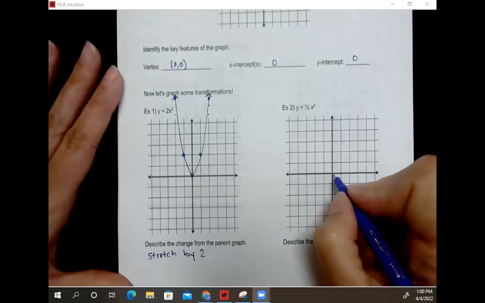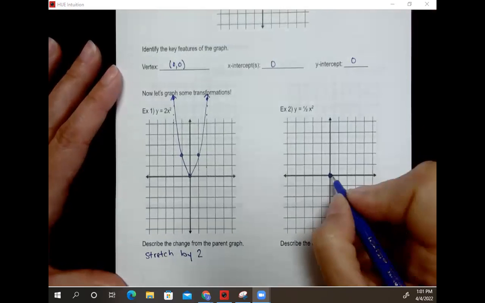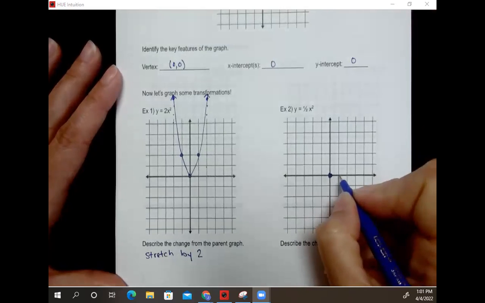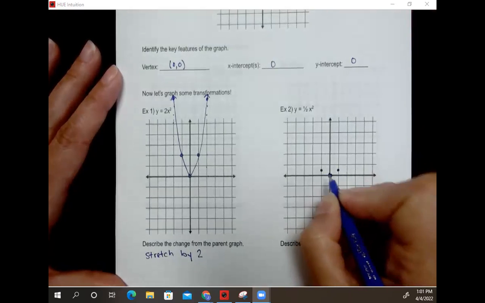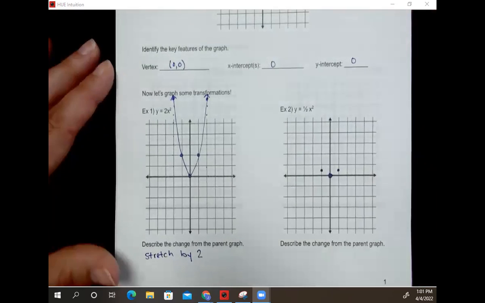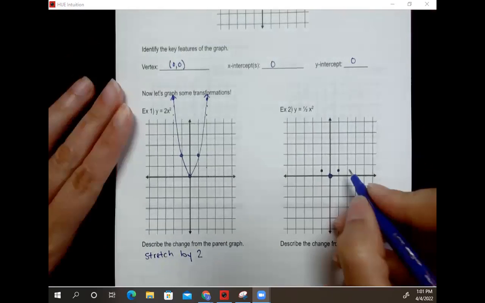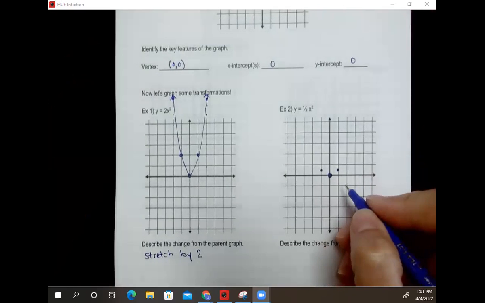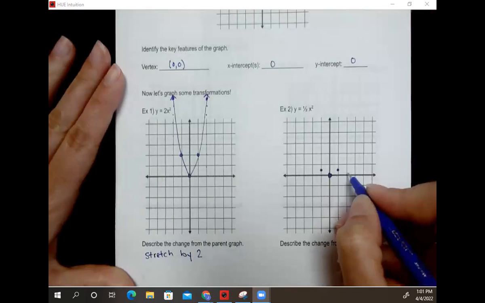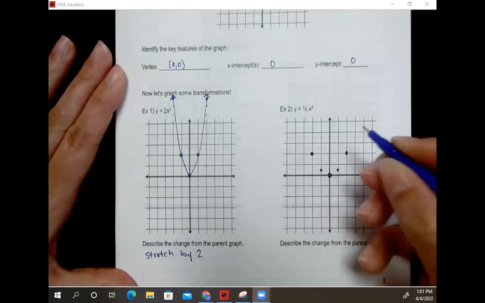My vertex is still at the origin. Okay, haven't moved that. I'm going to go out 1, but this time, instead of going up 1, I'm going to cut that distance in half, and I'm only going to go up a half. So out 1, up a half. And then for my next set of nice points, I'm going to go out 2, and normally I would go up 4, but I'm going to cut that in half, and I'm only going to go up 2. So out 2, up 2. I've cut that vertical distance in half.